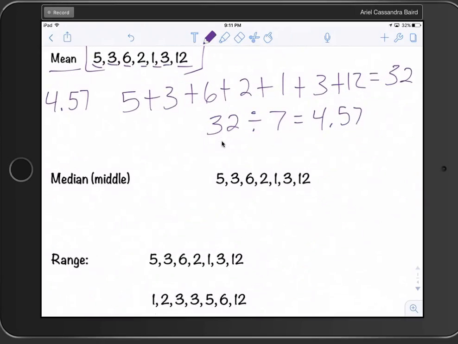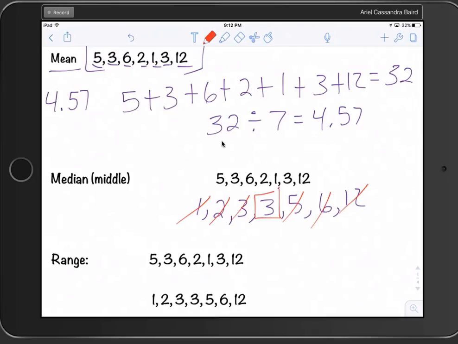Then we're going to look at the median. When we look at a median, the first thing we have to do is make sure that all the numbers are in order sequentially, from the smallest number to the biggest number in our data set. Here we would rewrite it as 1, 2, 3, 3, 5, 6, and 12. And then we use the cross-out method. So we cross out the first and the last number, and we do that all the way into the middle. And we have one number right in the middle, and that is 3. So 3 is our median.